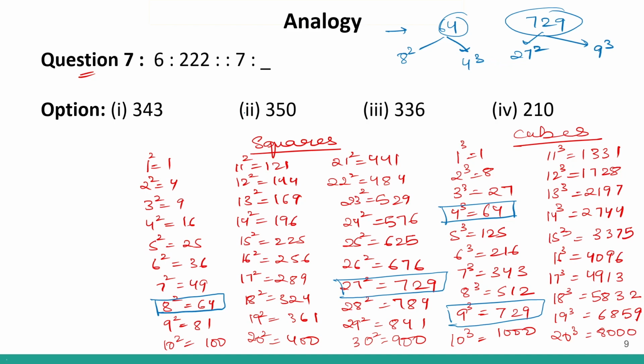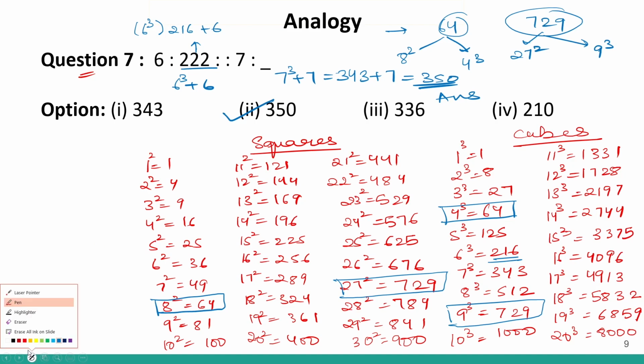Okay, coming to question number 7. Question number 7, 6 and 222. So if you see over here, this is close to 216. This is basically 216 plus 6, and 216 is 6 cube. Correct? So basically 222 is 6 cube plus 6. So if we have 7, we will have 7 cube plus 7. 7 cube is how much? 343. And if I add 7, I will get 350. So 350 will be my answer, which is given in option number 2. So option number 2 will be the correct answer to this question.